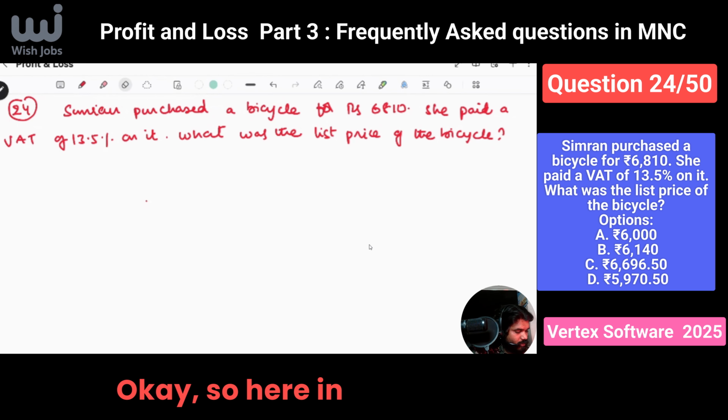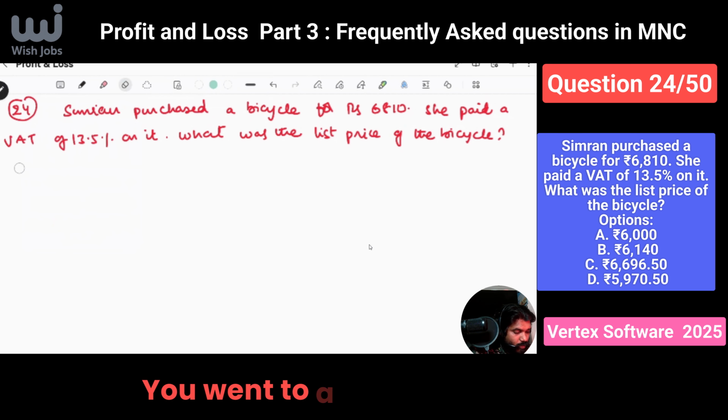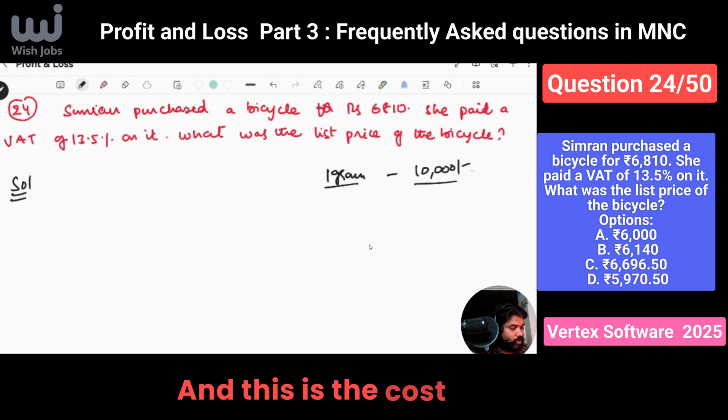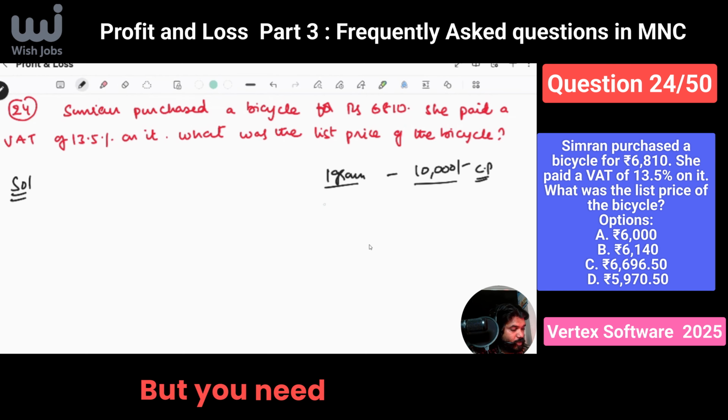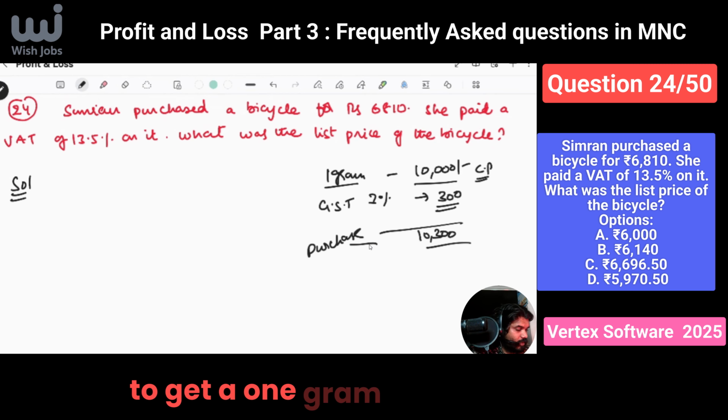Okay, so in this kind of problem, you need to understand. Suppose you went to a gold shop and purchased 1 gram of gold, which is worth 10,000 rupees. Okay, and this is the cost price of the gold, but you need to pay a GST of 3%, which is 300 rupees. So 10,300 is the amount that you need to pay to get 1 gram of gold.